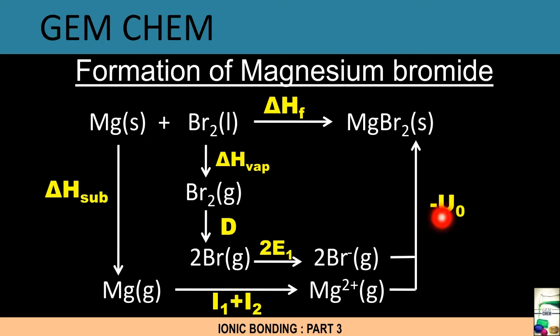Now these two ions, Mg2+ and 2 Br minus, produce MgBr2, and this is the opposite of lattice enthalpy. We have discussed this minus sign in the previous video, so you have to watch that first and then come to this one.